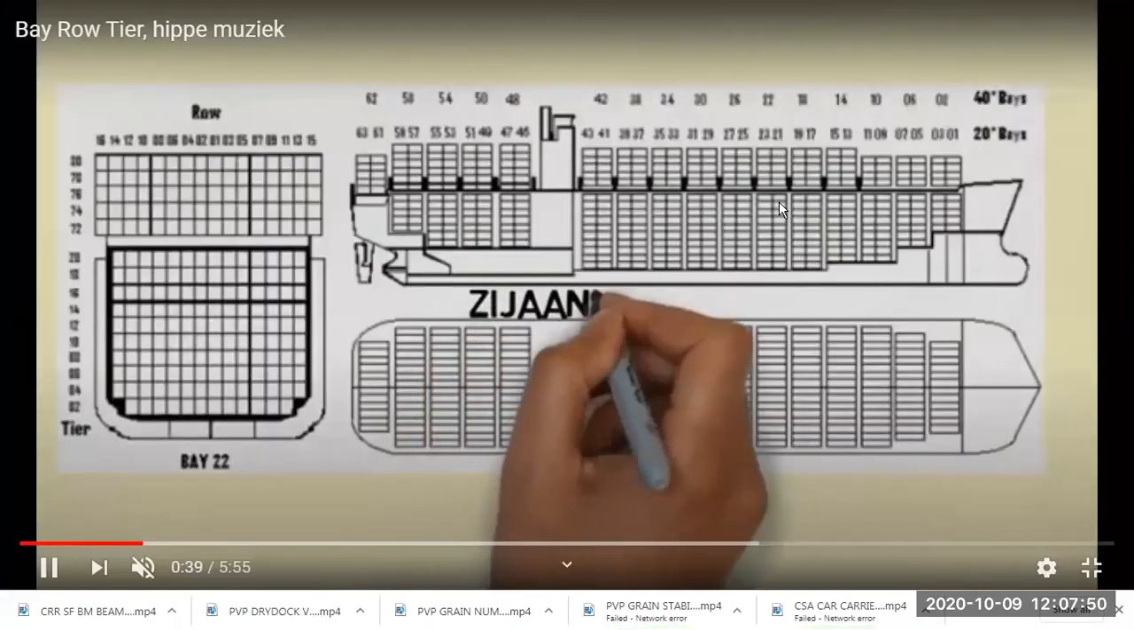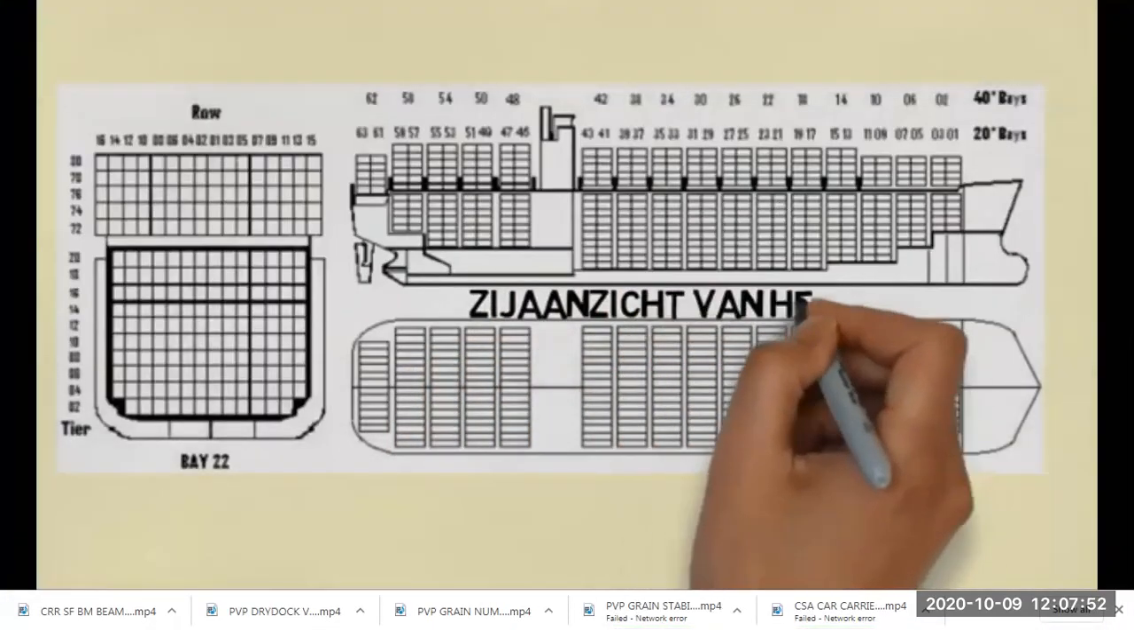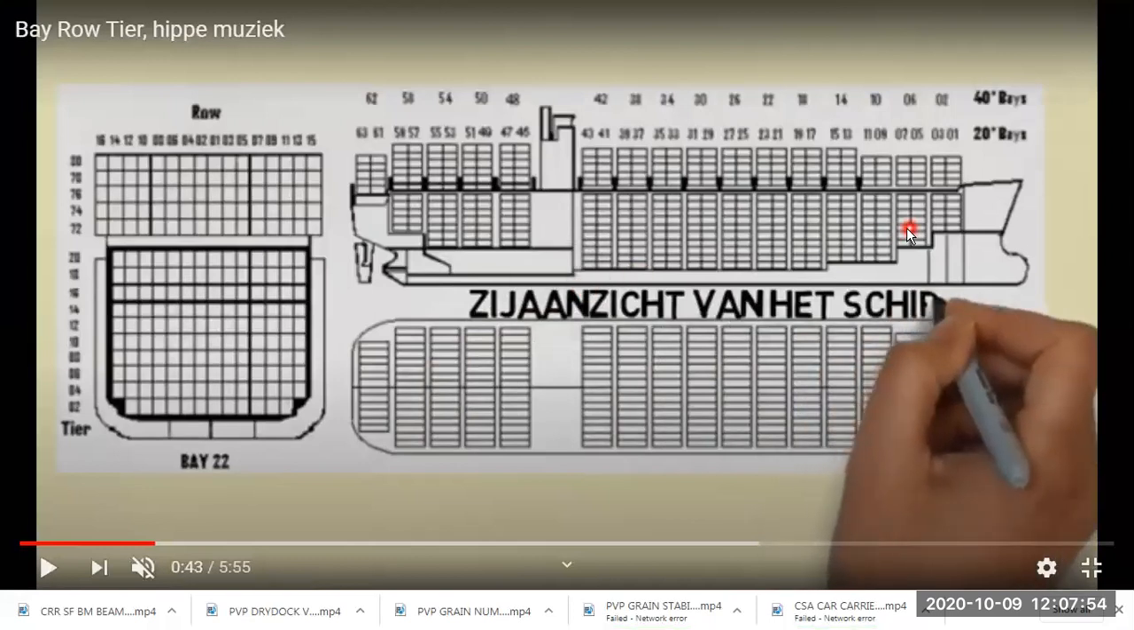So this is how a bay plan or a stowage plan is made for containers in 3 ways: fore and aft top view, and then port to starboard cross section view. And you have this, you can see rows, tiers, and the bay number for each bay. So this is one bay, this is another bay, this is another bay, like this. So first bay, third bay, fifth bay, seventh bay, ninth bay. That is for 20-foot bays.